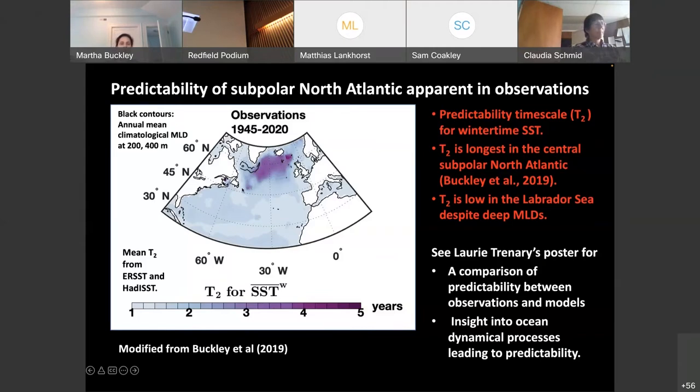So I would like to point you to Lori Trenery's poster. It already happened on Monday, but you could give it a look anyway. I'm sure she'd be happy to answer questions. And that will give a comparison of the predictability in observations and models, and give some insight into the dynamics that might be responsible for this predictability.